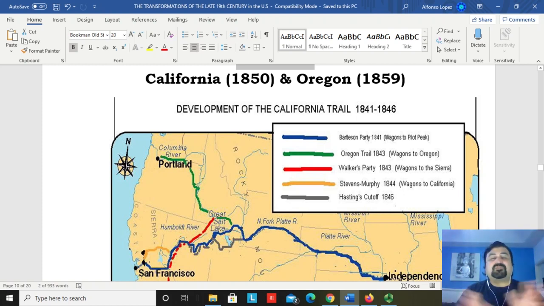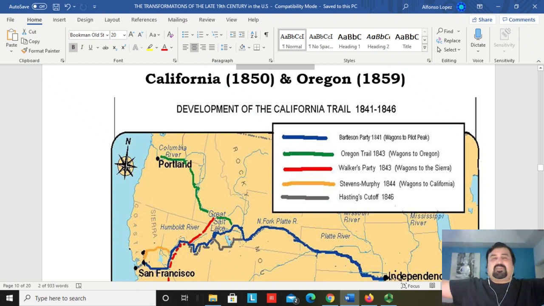We're going to see the development of trails. And again, there's no railroad to speak of at this time. So we're not talking about a railroad transportation system that people are using for trade. Rather, this is just wagons. People are using horses to pull carts, full of wagons, full of merchandise.